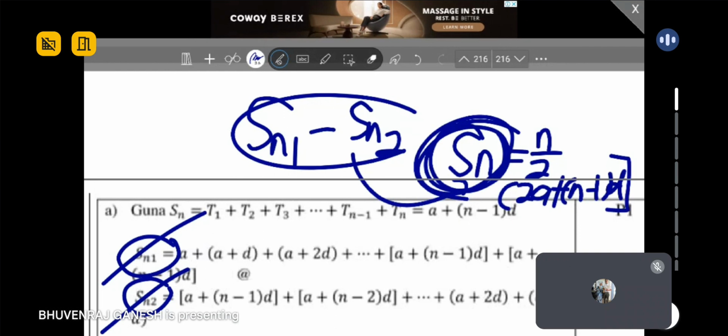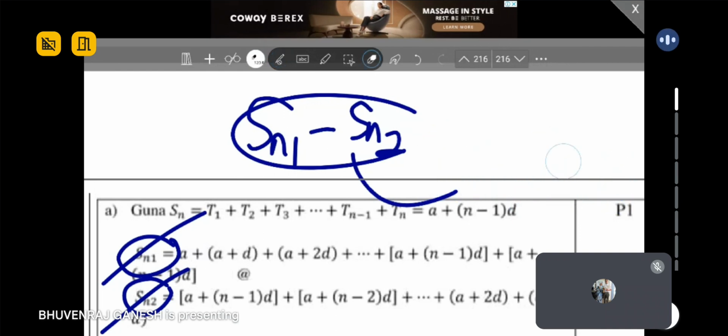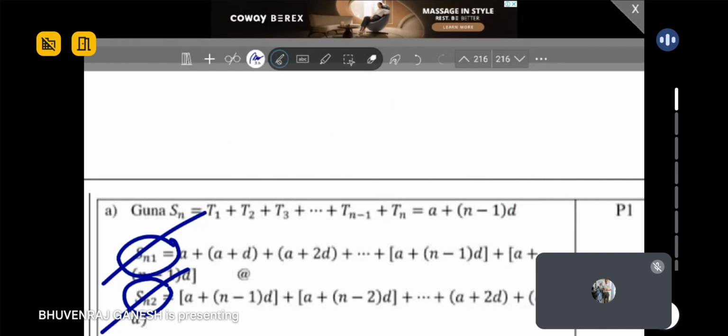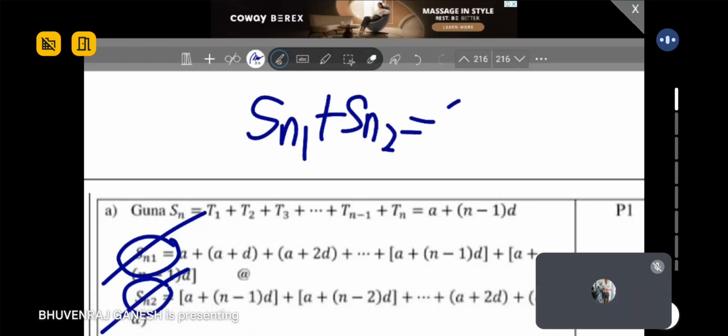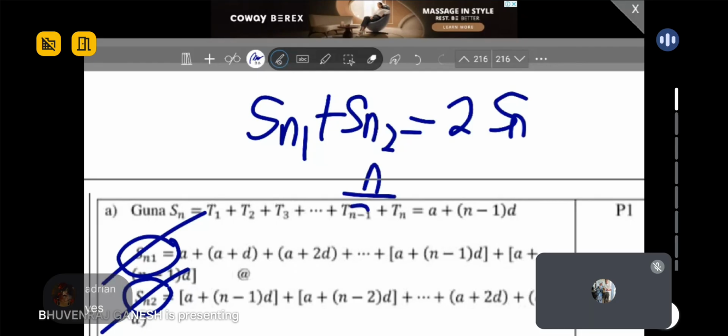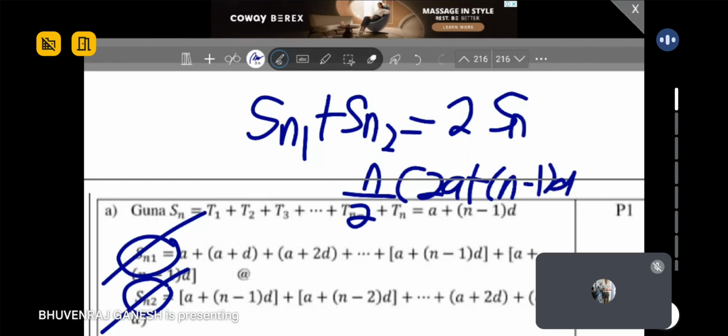So nice. Now you think and see. If I don't want to minus, I try plus. Kalau saya tambah guys, saya dapat apa? SN1 plus SN2. I get 2 SN. Does this make more logic guys? Adakah ni lebih logic? Betul kan? Because our formula got N over 2. That's the main point guys.